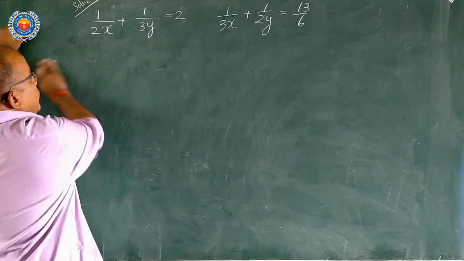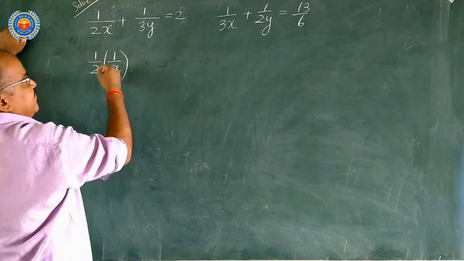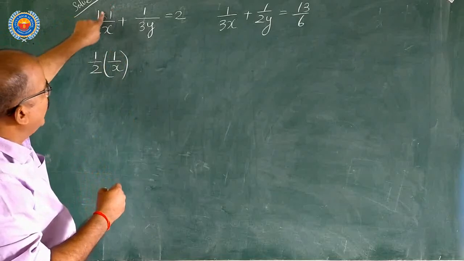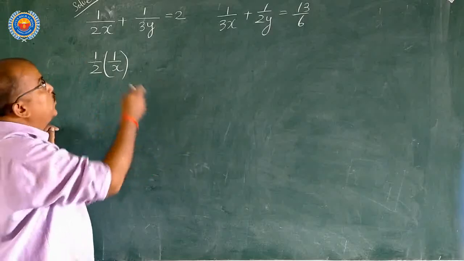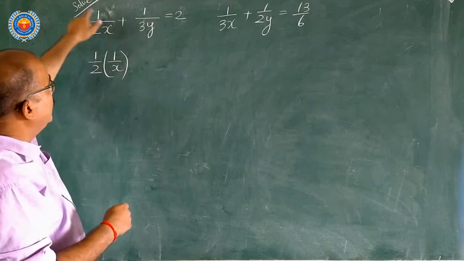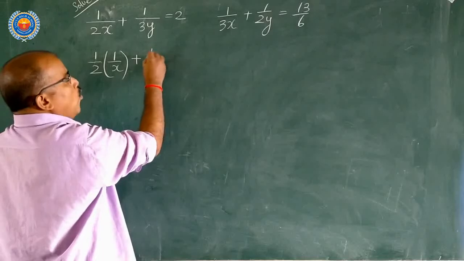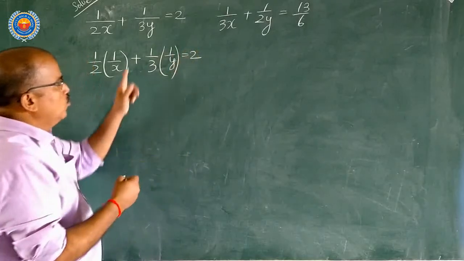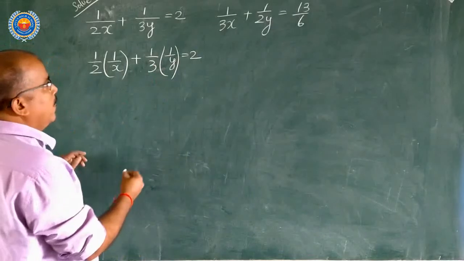So here 1 by 2 into 1 by x. If you want, you can write 1 into 1, 1 by 2 into 1 by x. Very very important, this third one is very very important. Once again you verify: 1 into 1 is 1, 2 into x is 2x. So here 1 by 3 into 1 by y is equal to 2. 1 into 1 is 1, 3 into y is 3y. That's why 1 by 3y is equal to 2.